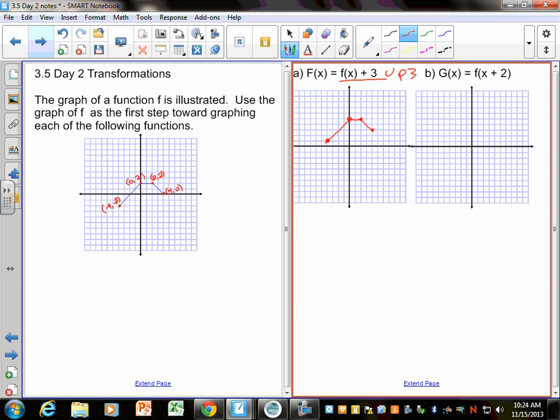So what about B? If I asked you to do f of x plus 2 on the inside, what does that mean to do? Yeah, plus is the opposite way, right? So it's not going right 2, it's actually going back. So this would be going back left 2. So that means we need to take each one of these points and shift it over 2.